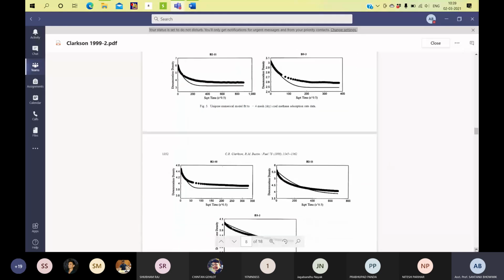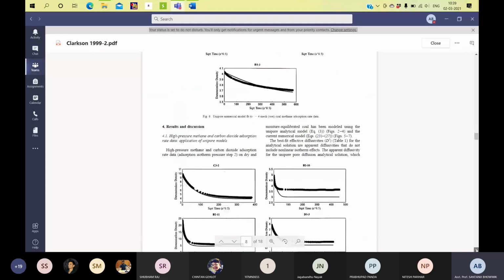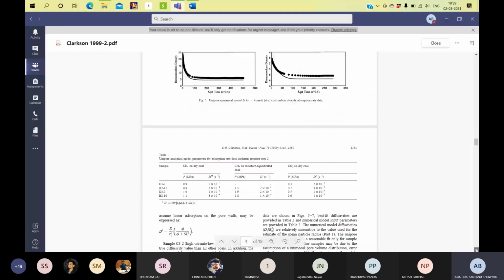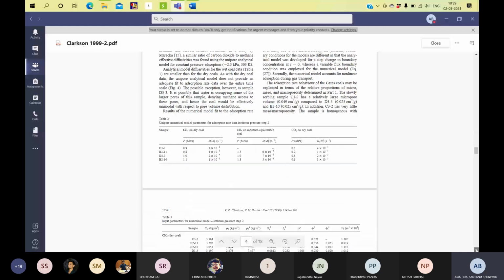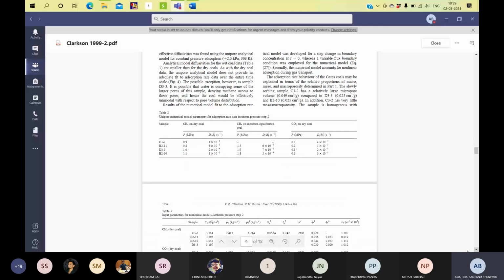Now, these are for the unipore models and these are for the bidisperse pore model. Okay, let me show you here. Yeah, this is the bidisperse pore modeling, with some of the parameters. You can see here the unipore diffusion model data. They have calculated the diffusion with the pressure. Okay, you can see D by R square is given here.